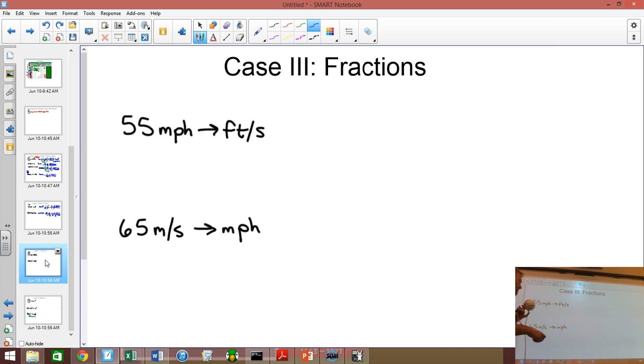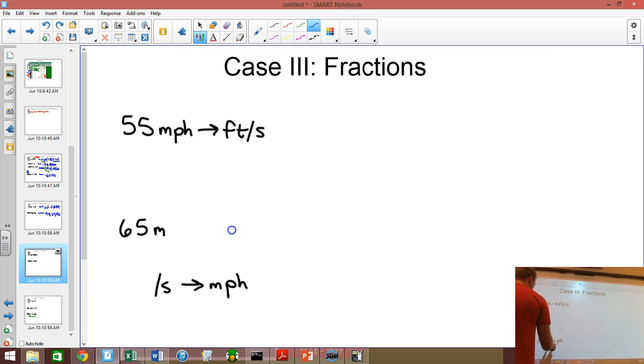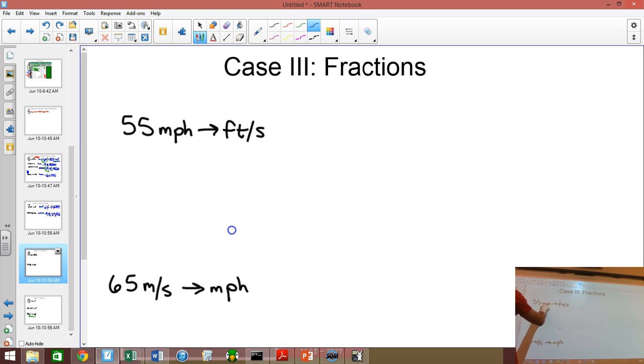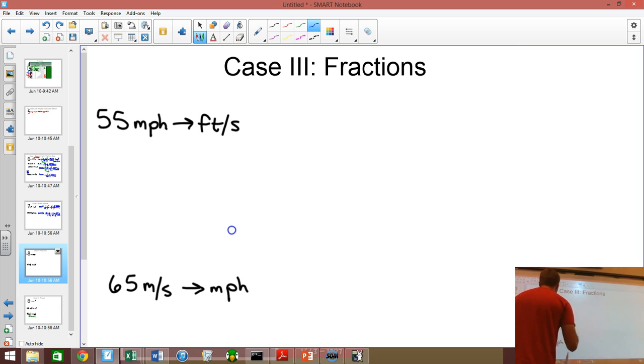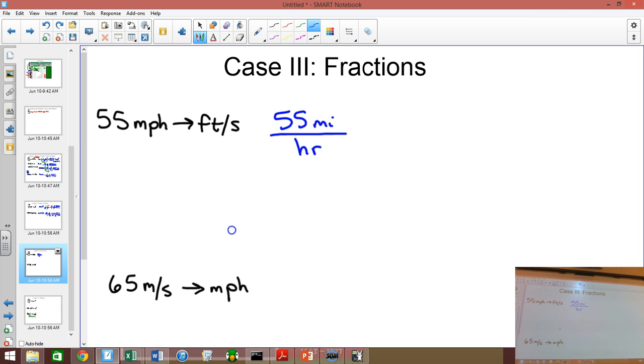The third case, fractions. Fractions we're going to treat just like we always did. The units on the top have to match up with the units on the bottom. So let me do this first one. I'm going to start with 55 miles per hour. See how I made that into a fraction?